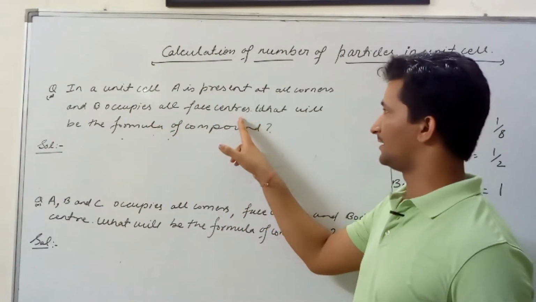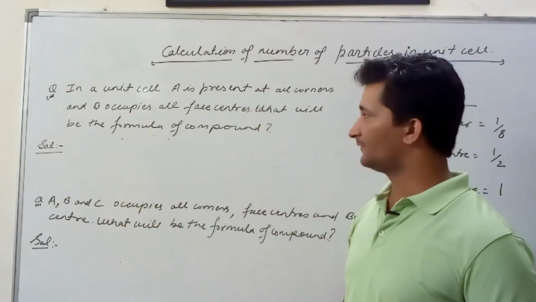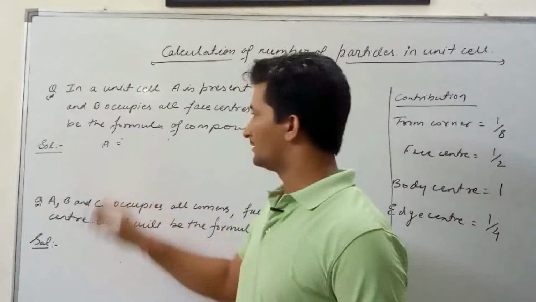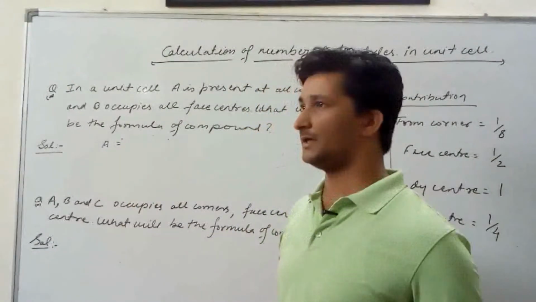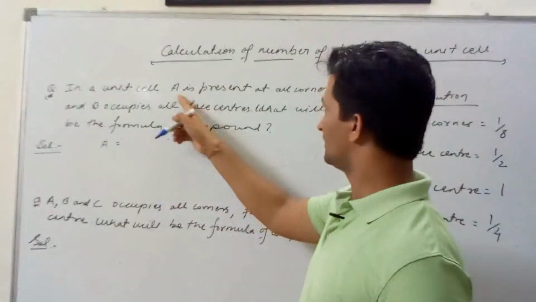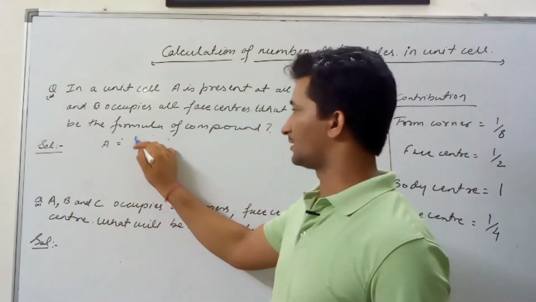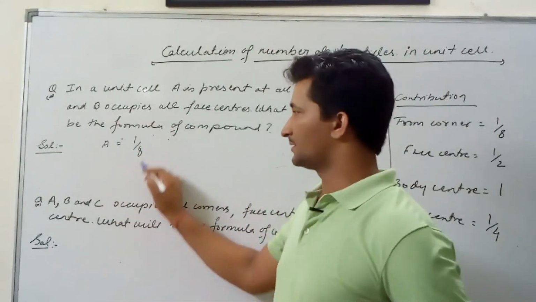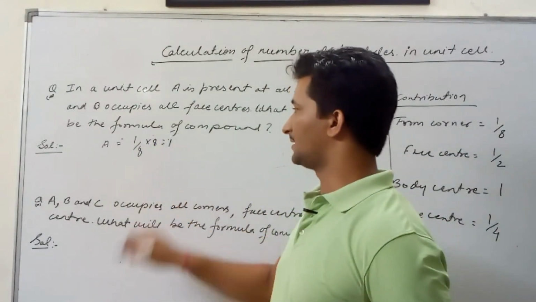B occupies all face centers. What will be the formula of the compound? So here, how many number of A are there in the whole unit cell? We have to see that A is present at all the corners. So contribution from corner is 1 by 8 and there are 8 corners. So total number of A present is 1.